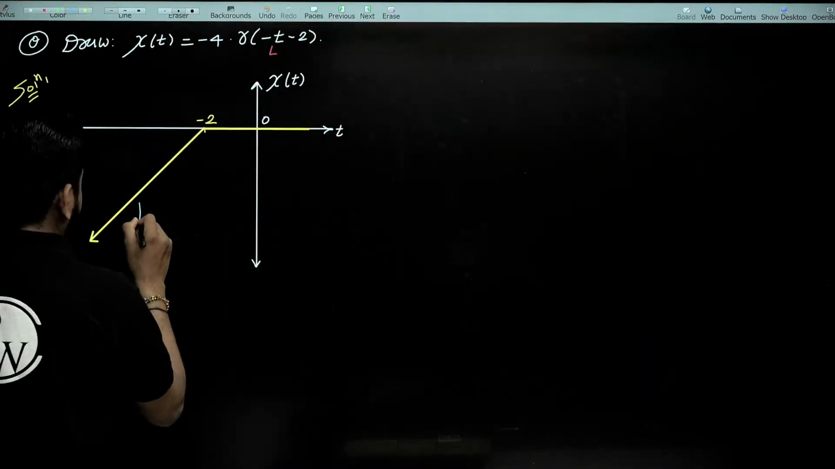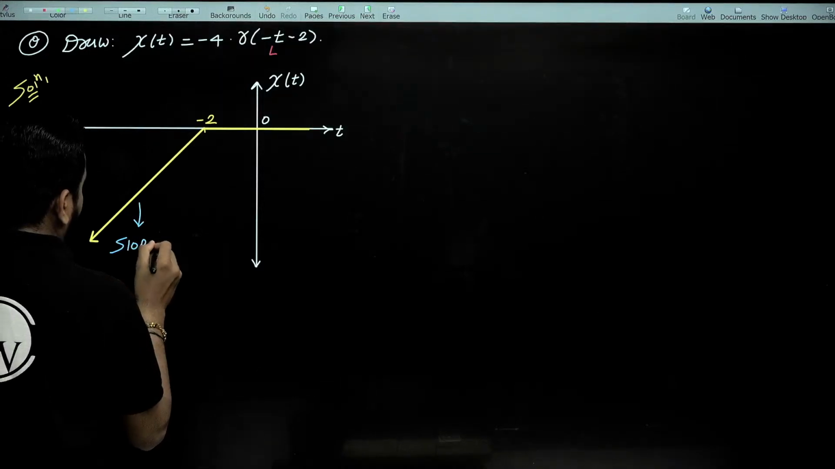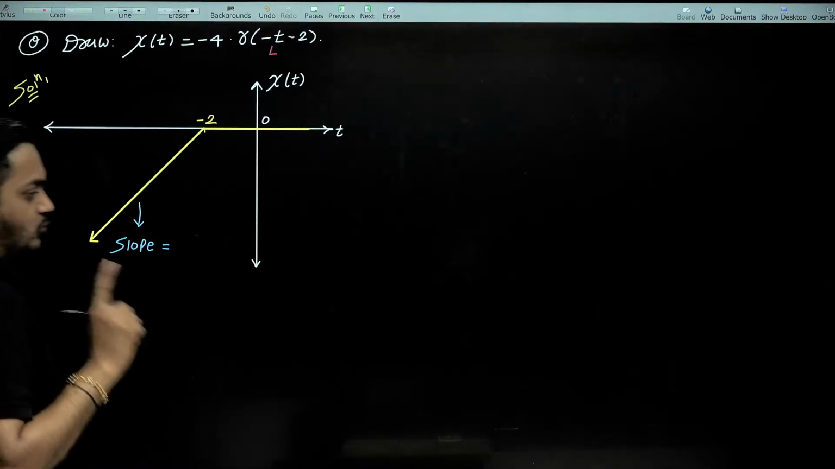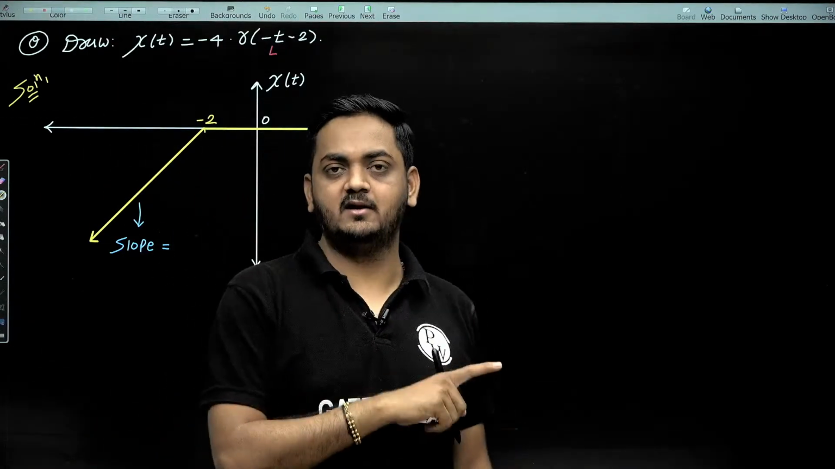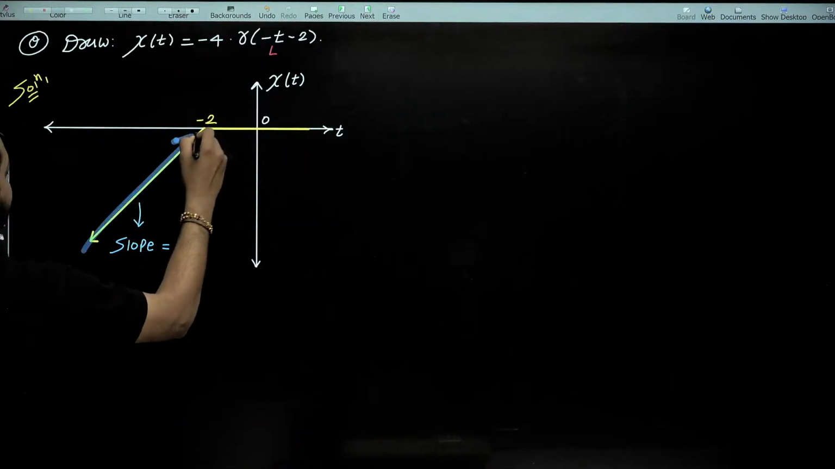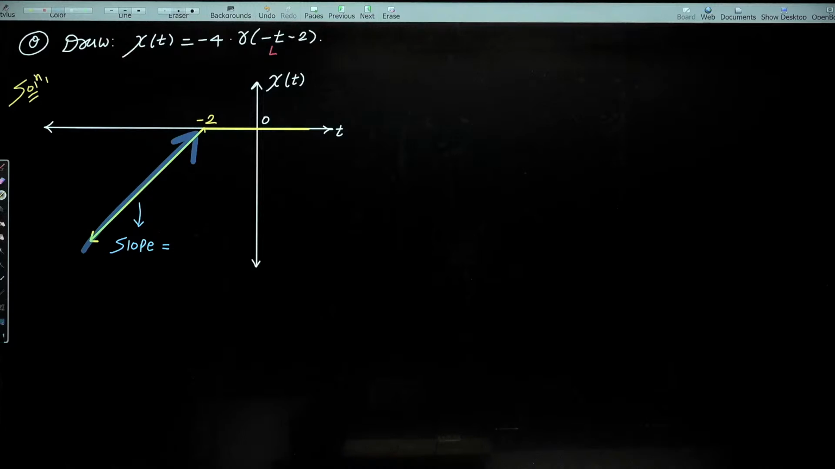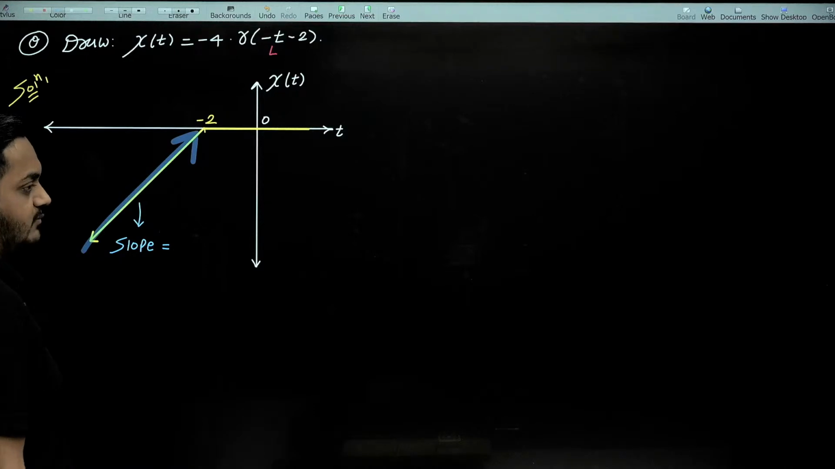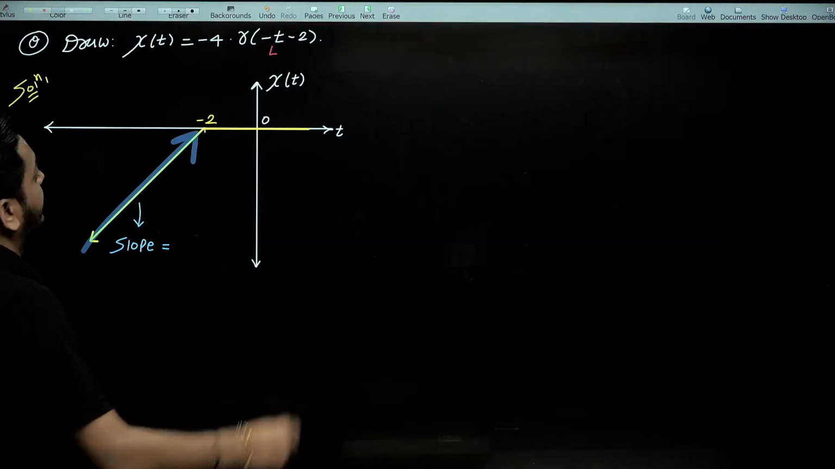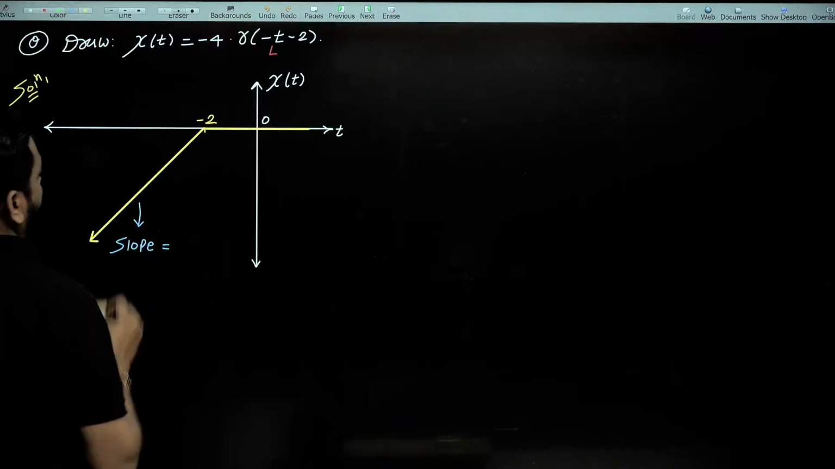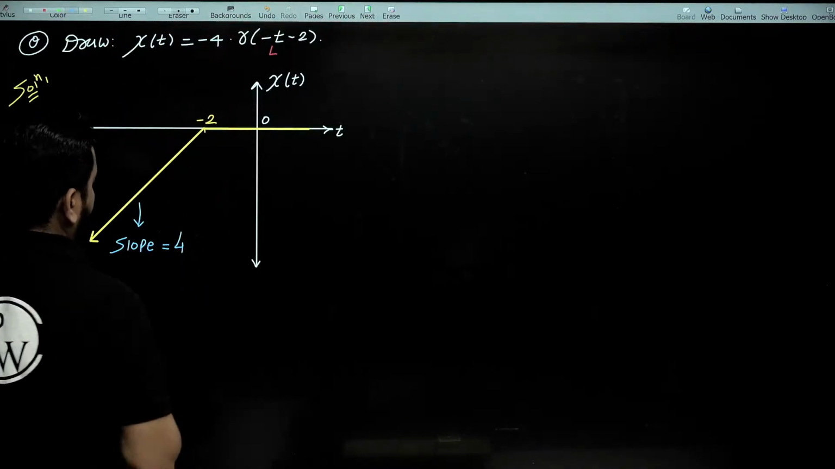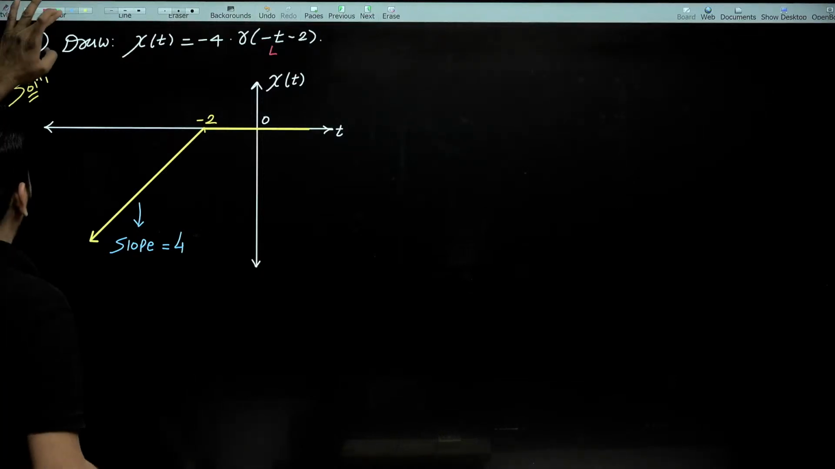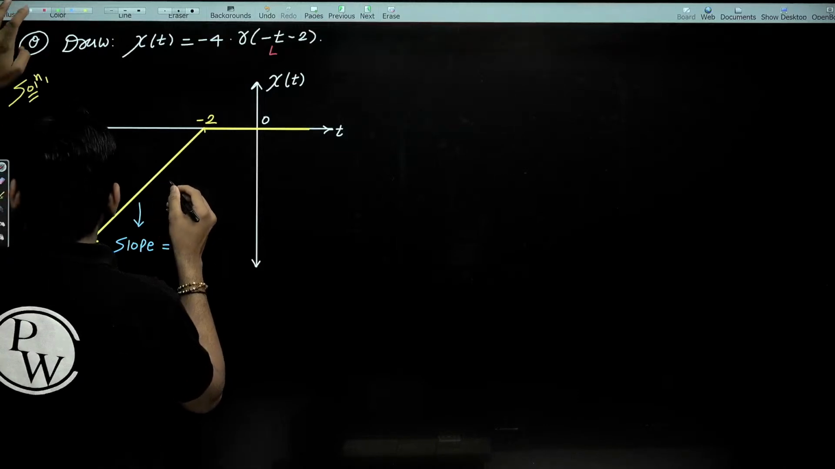Now what about the slope, guys? If I am asking to find the slope, tell me, is it plus 4 slope or minus 4 slope? I told you, for slope always go from left to right. Left to right it is increasing, so it is a positive slope. So here the slope will be plus 4. Remember this. Slope is plus 4. Suppose here I am asking about one point.